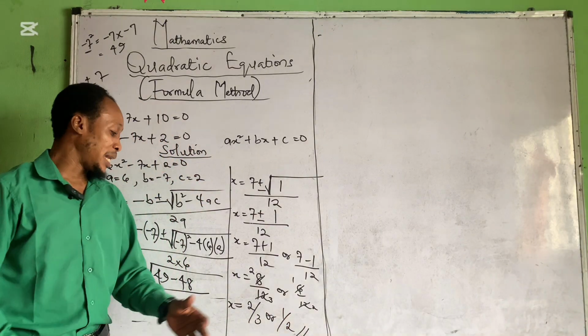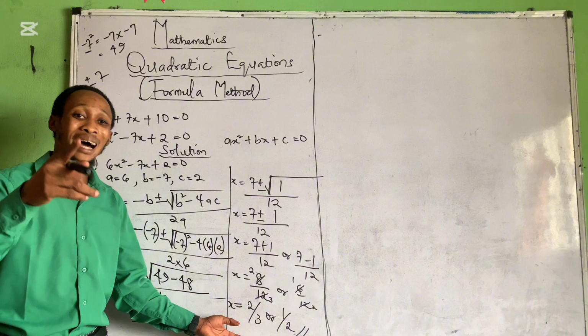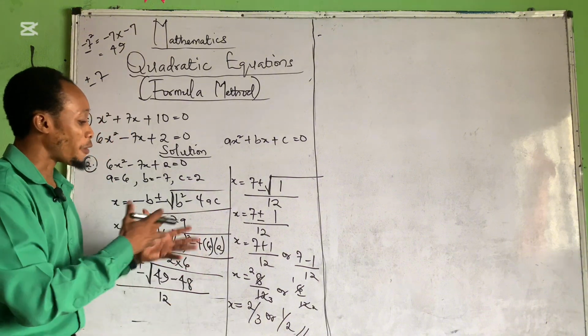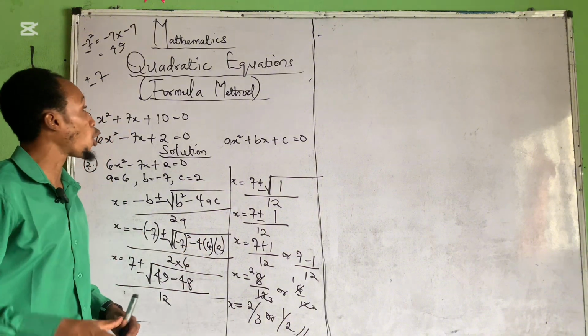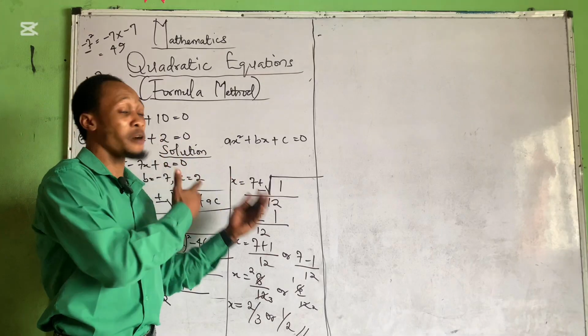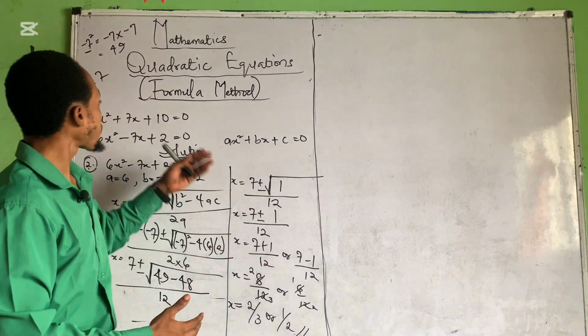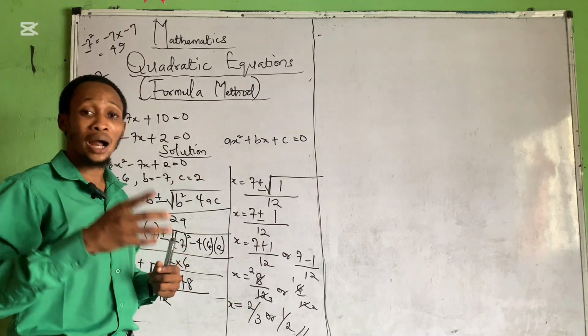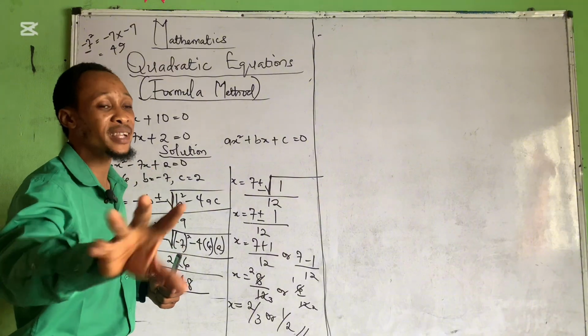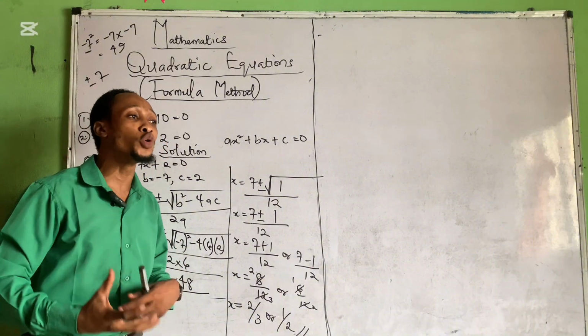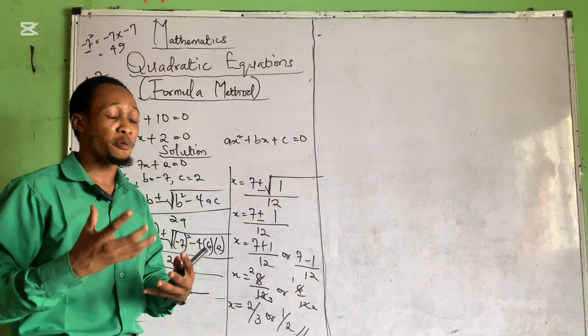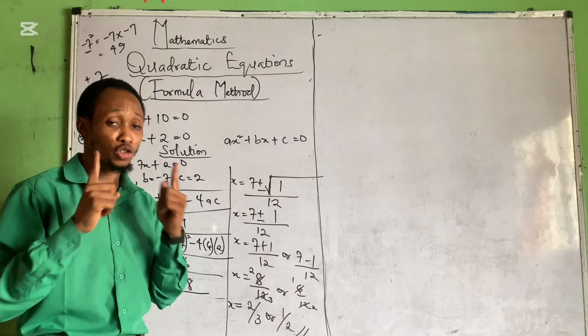Now we can see that it is still the same answer that we arrived at while we were doing the factorization method. So this shows us that whether you are using the factorization method or the formula method, we are still going to arrive at the same answer. But there is a disclaimer: you cannot use the quadratic formula method to solve all quadratic equations.